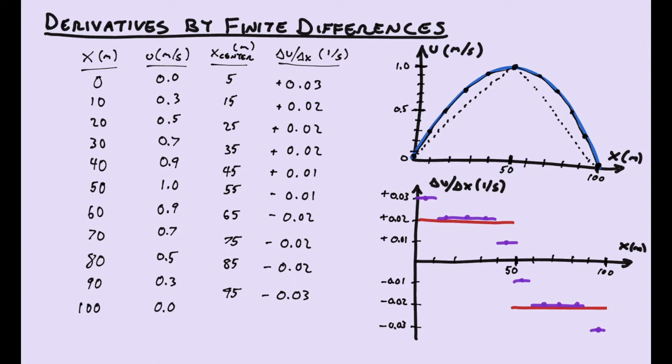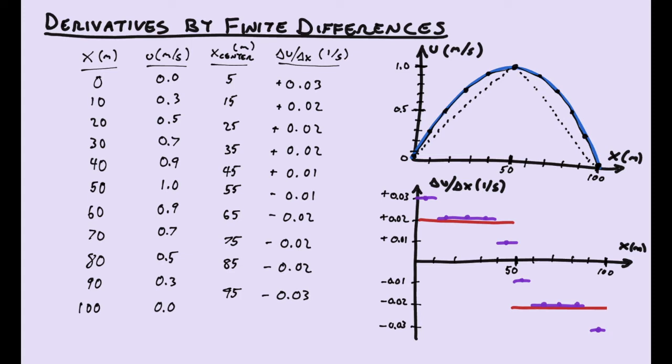Closer to the maximum value of the u curve, the magnitude of the derivative gets smaller, and the finite difference approximation does too. So we have plus 0.01 1 over seconds on one side, and then it's negative 0.01 1 over seconds on the other. And then as we go farther along in the domain, we get negative 0.02 for the next 3 points, and then negative 0.03 as we get closer to x equals 100 meters.